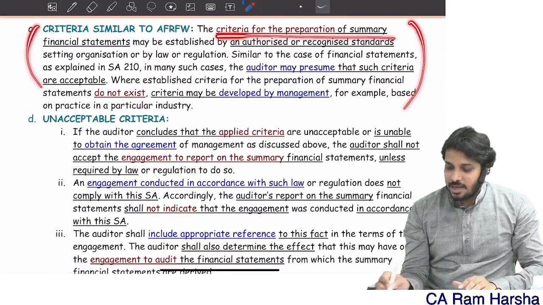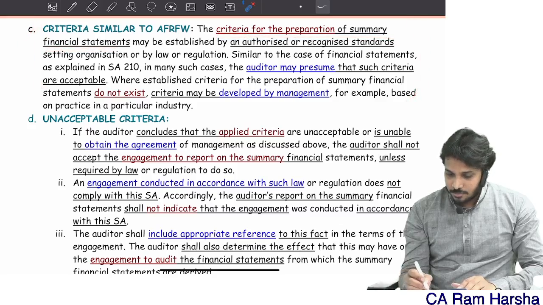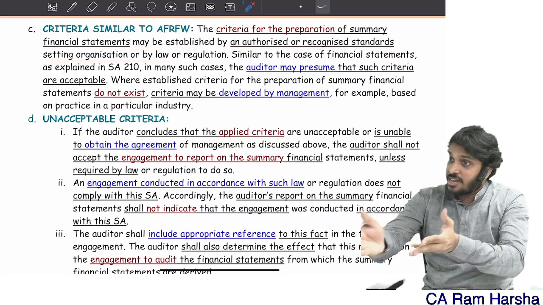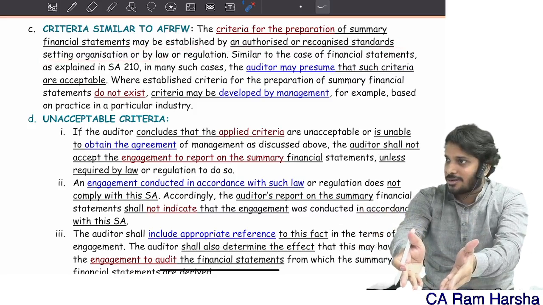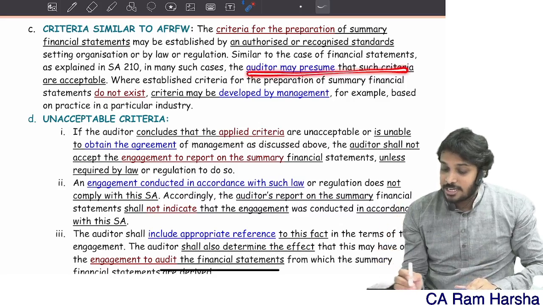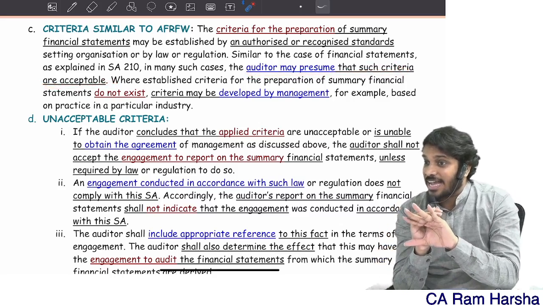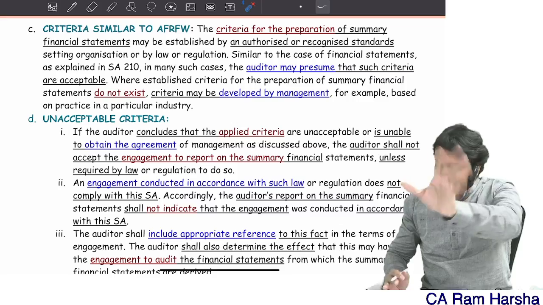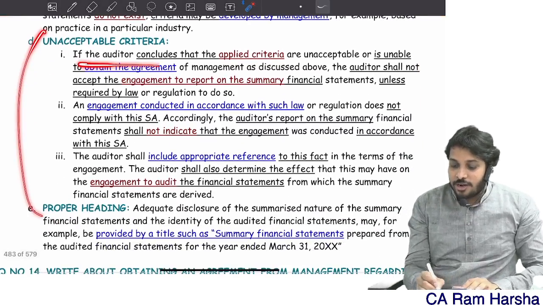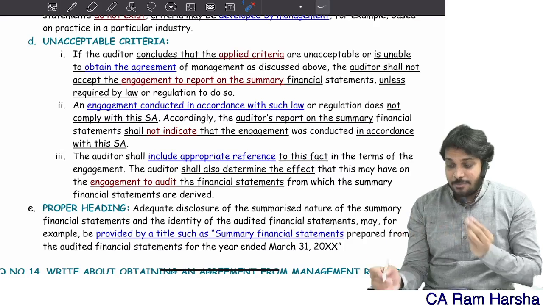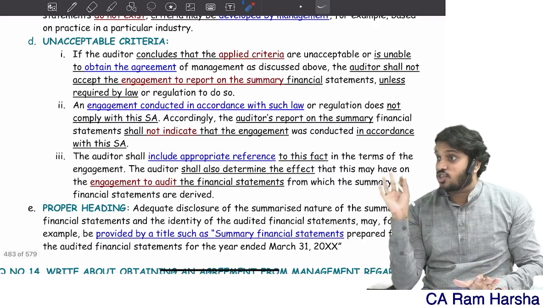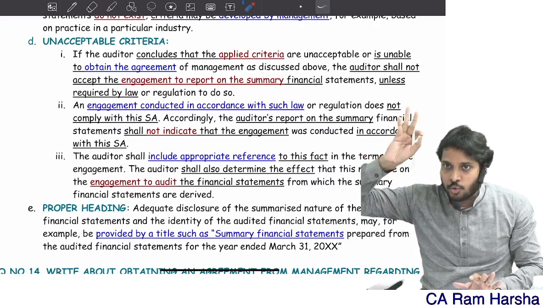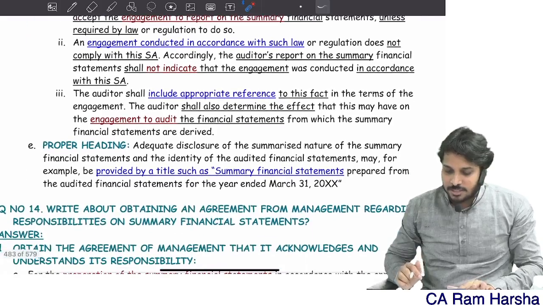Sometimes criteria for presentation of summary may be established by a recognized standard. Maybe NFRA would have given a summary financial statements format. In such a case, the auditor may presume that the criteria is acceptable. If a lawmaker has given the criteria, you can say that it is acceptable. Suppose the auditor concludes that the criteria based upon which summary financials are prepared is not acceptable, don't accept that engagement. Don't accept that engagement to report on summary financial statements.